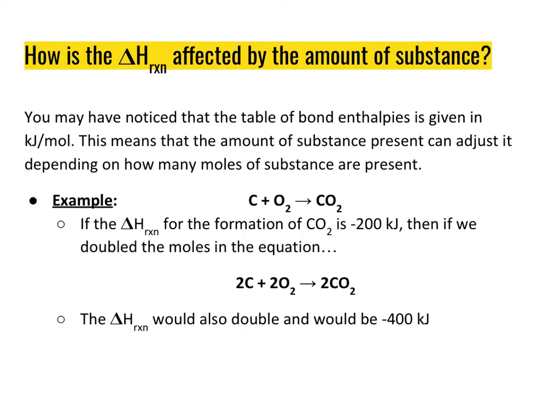So the idea there being that if the delta H reaction for the formation of CO2 is negative 200 kilojoules, then if we doubled the reaction, it would be negative 400 kilojoules. It's essentially just saying, this is what you need. It's almost like the cost of an item. If the item is $3 and you need 2 of them, they're not going to change price necessarily. Now, I know some of you are like, well, sometimes they're 2 for $5. Well, sure, but that's not how chemistry works. We don't have 2 for $5 sales in chemistry. So if I need to double the recipe, then I need to double the product.